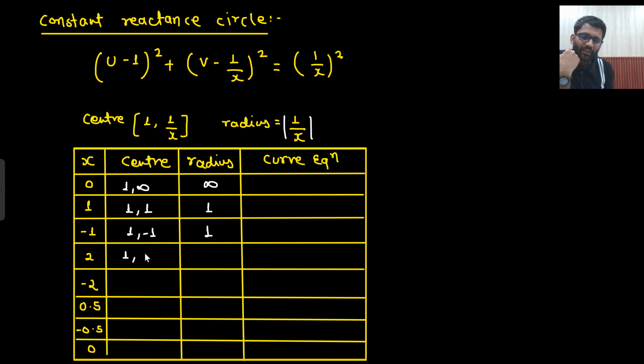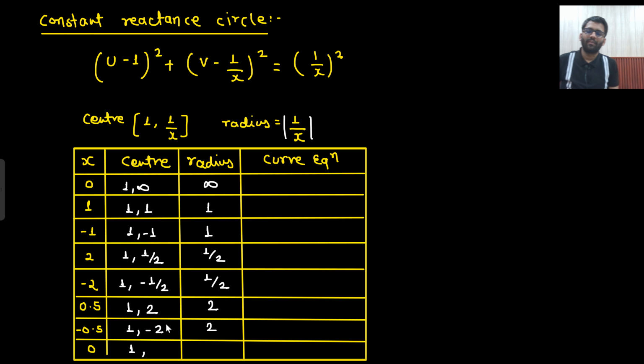Here the center will be at 1 comma 1 by 2 and the radius will be 1 by 2. Here the center will be at 1 comma minus 1 by 2 but the radius will be 1 by 2. Here the center will be at 1 comma 2 but the radius will be 2. Here the center will be at 1 comma minus 2 and the radius will be 2. And here the center will be at 0. I have already taken it; again we are writing it down, nothing else. So have you seen this particular curve? Yes, we have seen it. Let's draw it now.